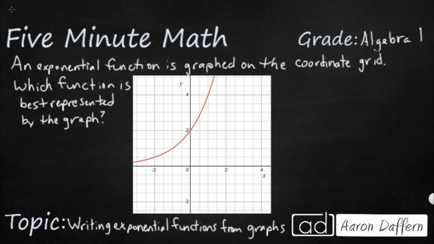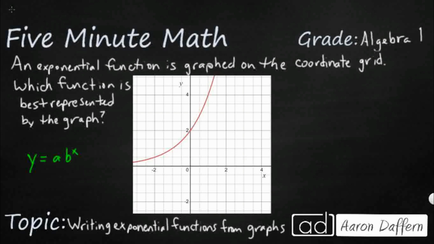So we have an exponential function graphed here, and we need to find the function that is best represented by this graph. But how can we do that if all we are given is part of a graph, and we don't have any points? Well, let's remember what our goal is. Our goal is to get something that looks like this. Y equals AB to the x power.